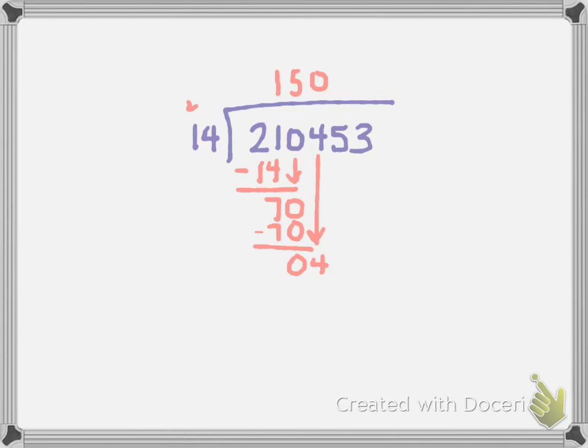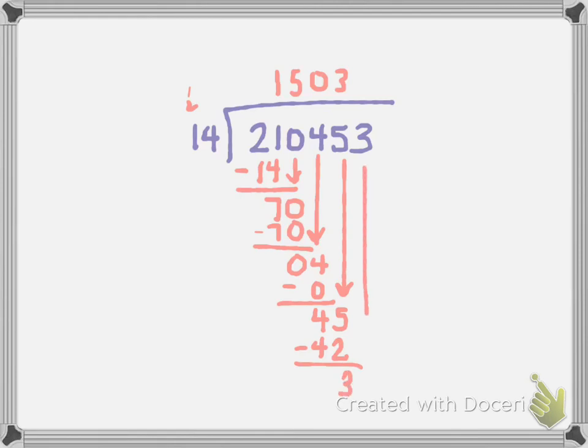So 0 times 14, we're just following the algorithm. Subtract, get a 4. Now I'm going to bring down the 5. 14 goes into 45. Well, 15 goes into 45 3 times, so I think it's 3. 3 times 4 is 12, carry the 1, and 3 times 1 is 3 plus 1 is 4. And subtract again, I get a 3, and you're going to bring down the 3.